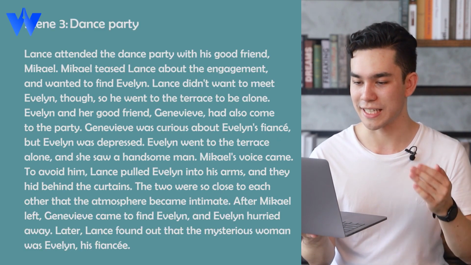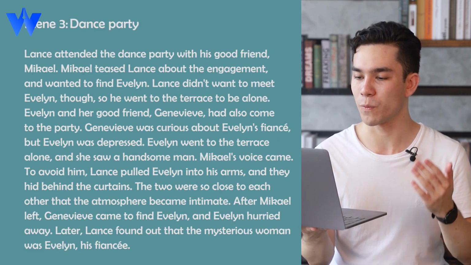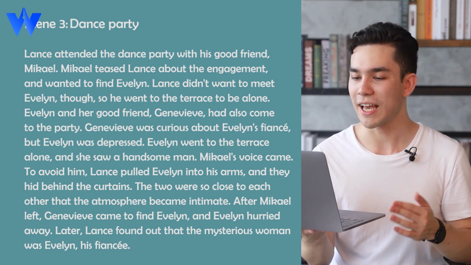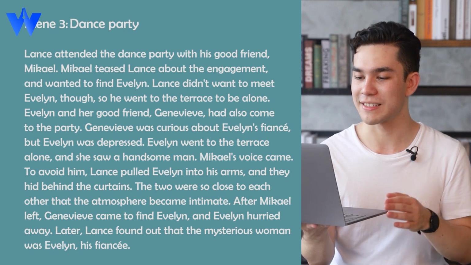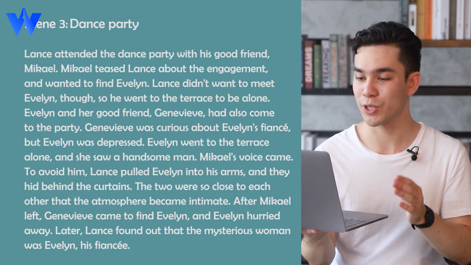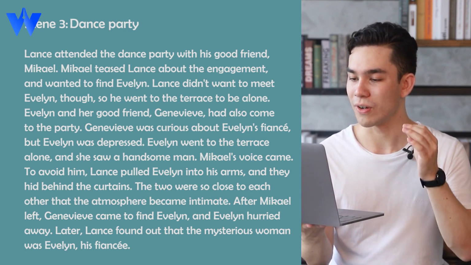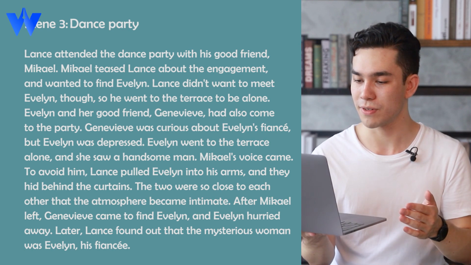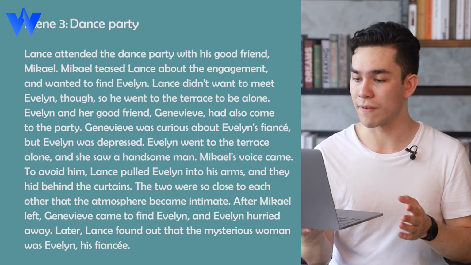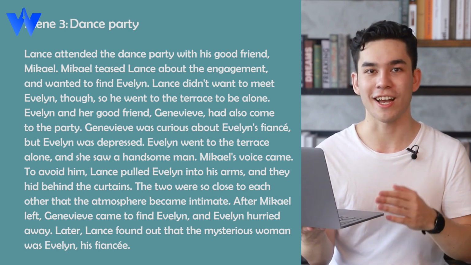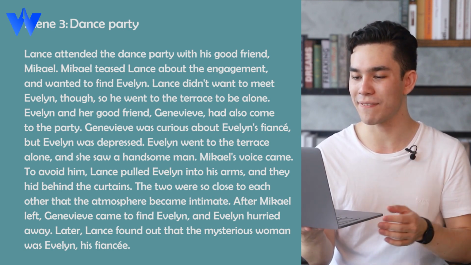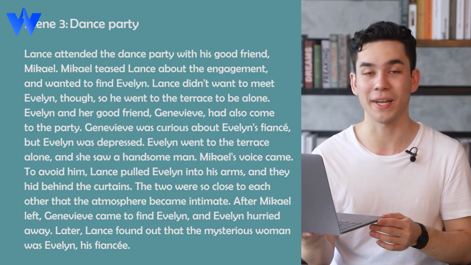Scene number 3, dance party. Lance attended the dance party with his good friend Mikhail. Mikhail teased Lance about the engagement and wanted to find Evelyn. Lance didn't want to meet Evelyn, so he went to the terrace to be alone. Evelyn and her good friend Genevieve also had come to the party. Genevieve was curious about Evelyn's fiancé, but Evelyn was very depressed. Evelyn went to the terrace alone and she saw a handsome man. Mikhail's voice came. To avoid him, Lance pulled Evelyn into his arms and they hid behind the curtains.